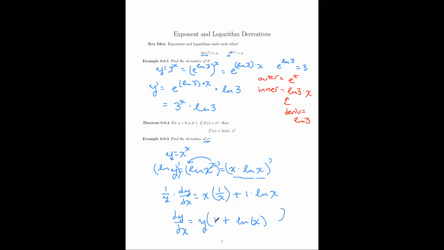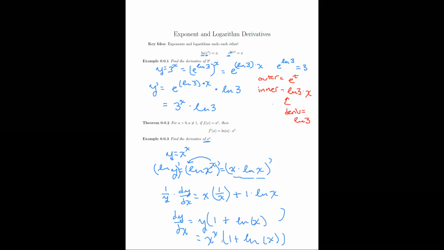Now, it would be nice if I didn't have this in terms of y, if I only had this in terms of x's. But in fact, I know what y equals. y equals x to the power of x. So this is x to the power of x times 1 plus the natural log of x.